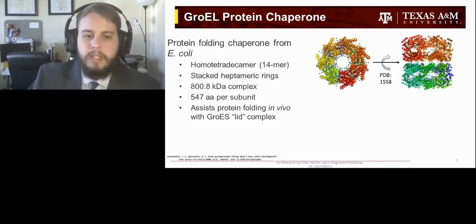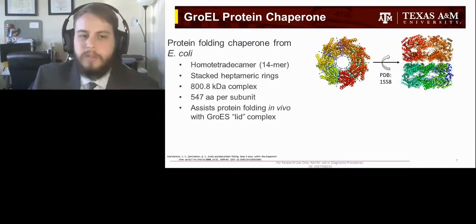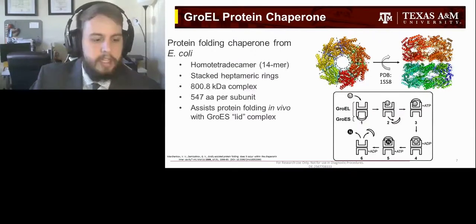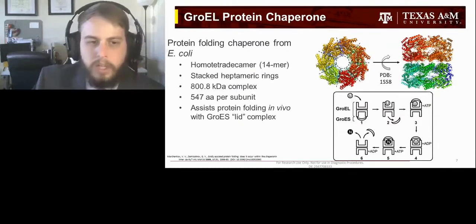And this protein is important because it assists in protein folding in vivo with a GroES sort of lid complex that exists as a 7-mer, a heptamer. And in general, what the accepted mechanism for their interaction is that you have an unfolded protein, U here, that's going to bind into one of the chambers of GroEL, either the top or the bottom. We're going to bind a GroES lid complex as well as some ATP. Hydrolysis of ATP is going to induce refolding of that unfolded protein to a native protein, and then that native protein as well as the GroES lid will dissociate shortly thereafter.